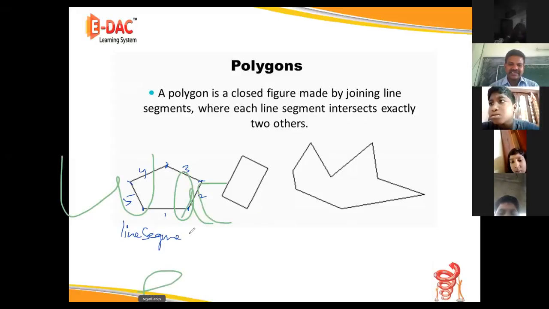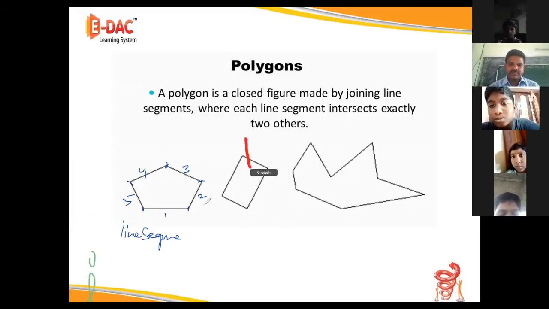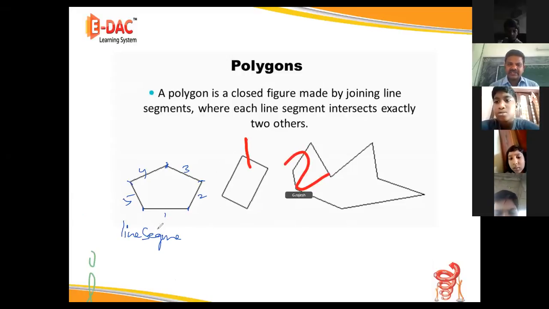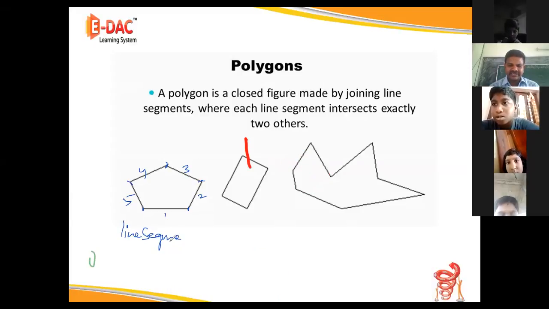Syed Anas, I am going to remove you from the session, please. Anas, you just don't write anything. Rajesh, you need not write anything on the screen, please.